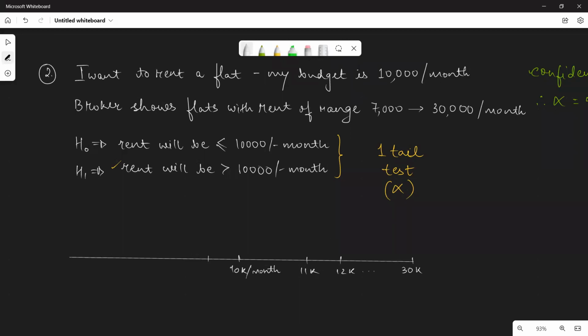And on the left side, what will we have? Let's say 9,000 per month, 8,000 per month flat, 7,000 per month flat. Something like that we will have. Not less than that, because the broker showed me only till here. So let's say till here I'm having the graph. Fine, no problem.